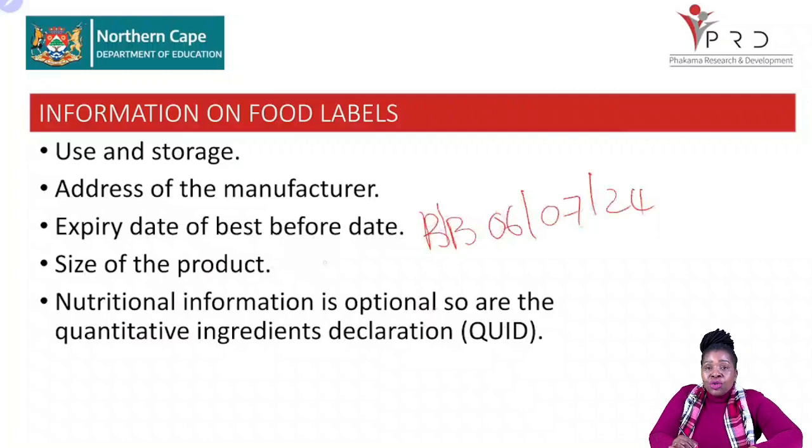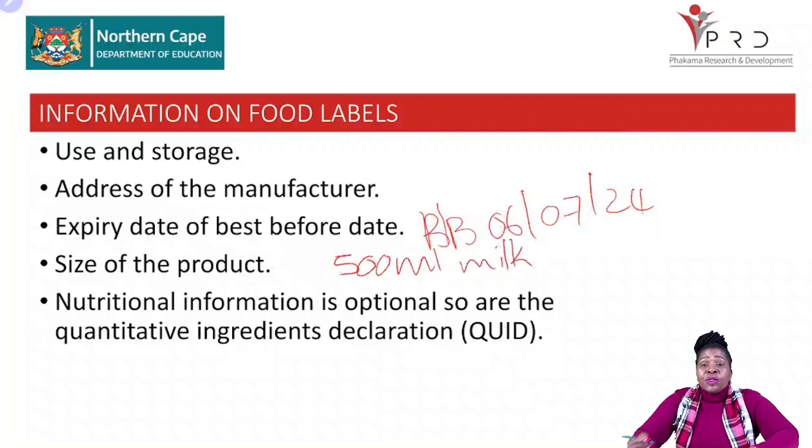So if I send you, I would say, please go and buy me 500 milliliters of milk. And then when you go to the shops there, you look at the packages of milk and look for what? For a 500 milliliter package, right? And then the nutritional information is optional. So is the quantitative ingredient declaration.